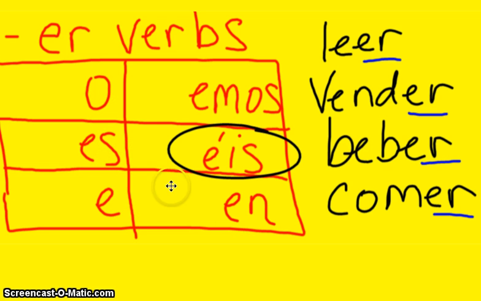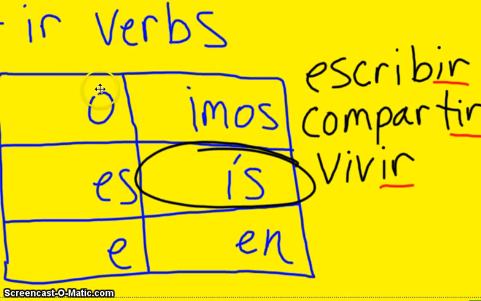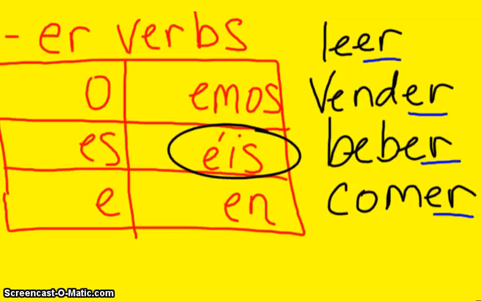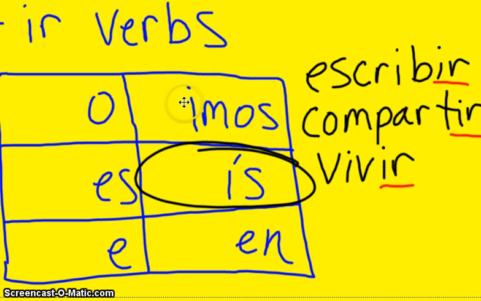O, es, e, en, back to IR, o, es, e, en. So the only difference right here is in the nosotros form. So let me jump back again. For AR verbs, it's amos in the nosotros form. Oops. For ER verbs, it's emos in the nosotros form. And for IR verbs, it's imos in the nosotros form.